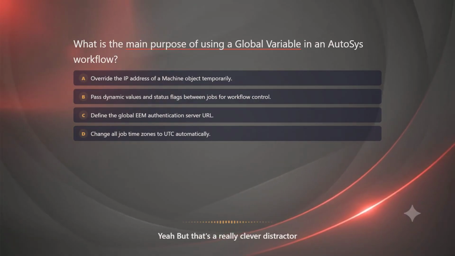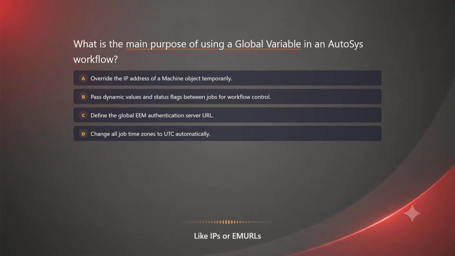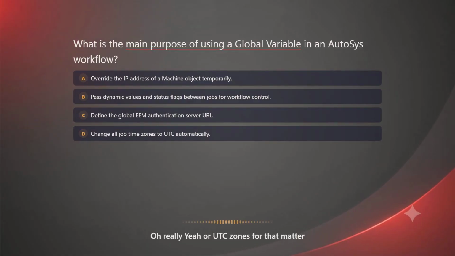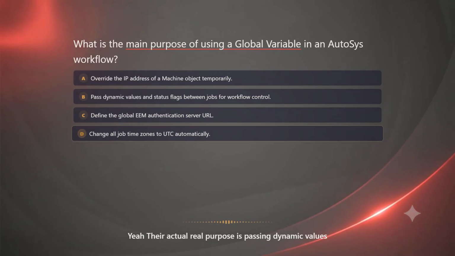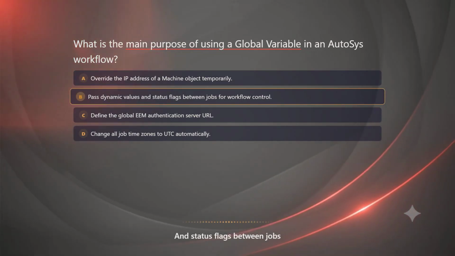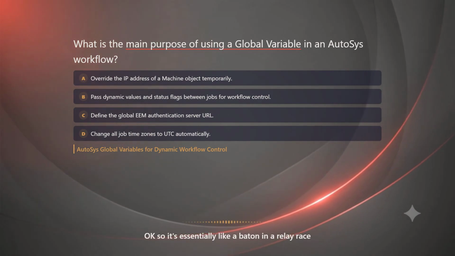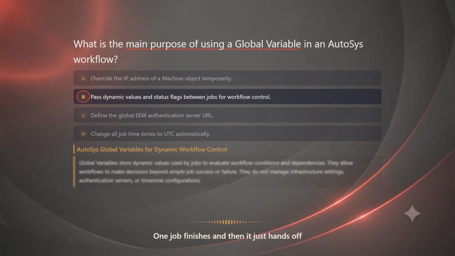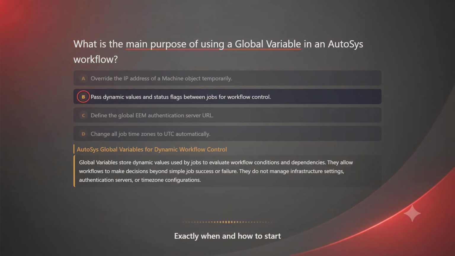Yeah. But that's a really clever distractor. Global variables are not for infrastructure overrides like IPs or EM URLs. Oh, really? Yeah, or UTC zones for that matter. Their actual real purpose is passing dynamic values and status flags between jobs. Okay, so it's essentially like a baton in a relay race. Yeah. One job finishes, and then it just hands off that dynamic status flag so the next job knows exactly when and how to start.